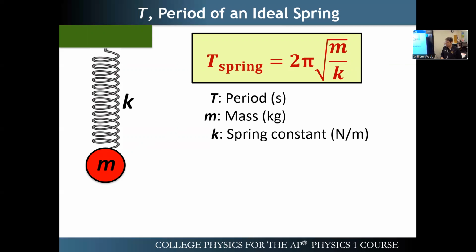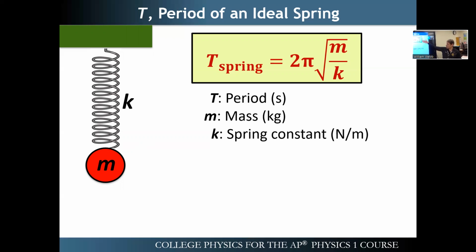And then the 2 pi is, we're going to see today in just a couple minutes, there's a lot of connections to circular motion. If we graphed out the movement of this oscillating spring pendulum, it would look like a sine wave. And so there's that sort of circular, rhythmic, rotational kind of motion. So that's where the 2 pi comes from. And then m is for mass and k is for spring constant.